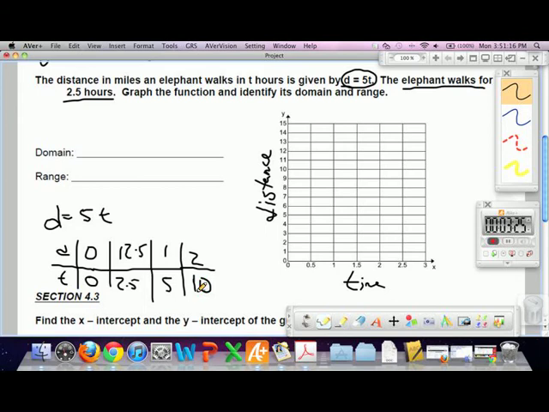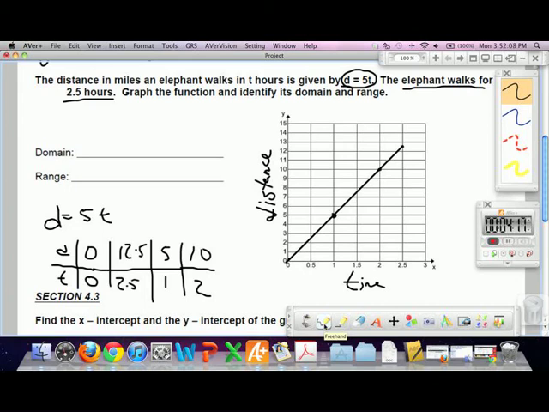But we can plot these points. So when t is 0, d is 0. When t is 2.5, d is 12.5. We know 1 hour walks 5 miles. And walk 2 hours, that's 10 miles. And let me change these so that they're actually correct. 1, 2, 5, and 10. And we can draw a line through those points. Notice that my line ends at 2.5 because we can't walk for more than 2.5 hours.